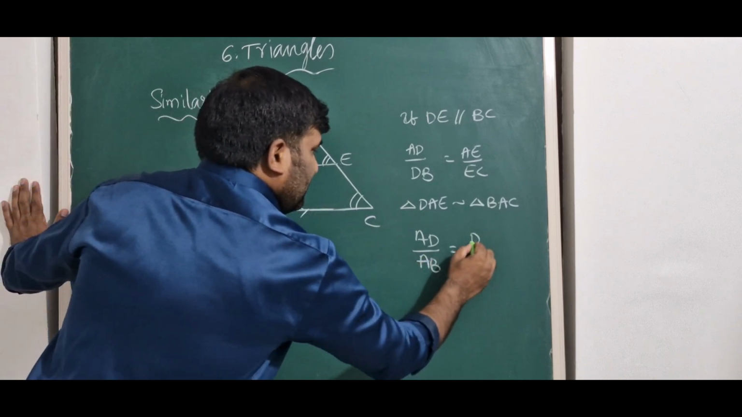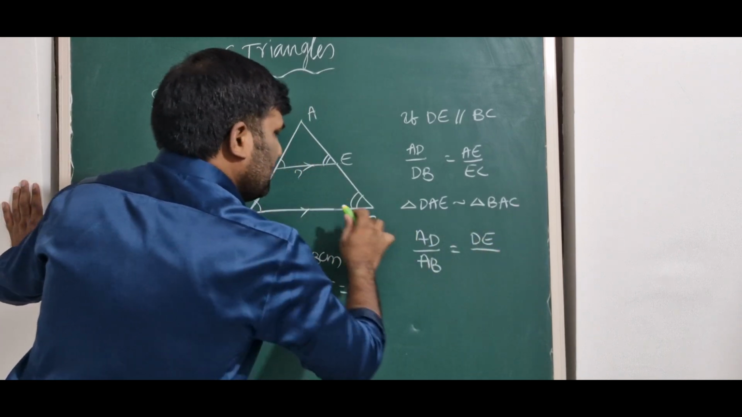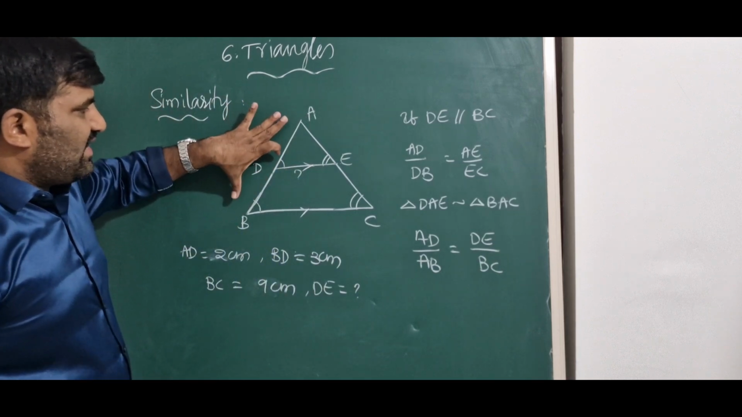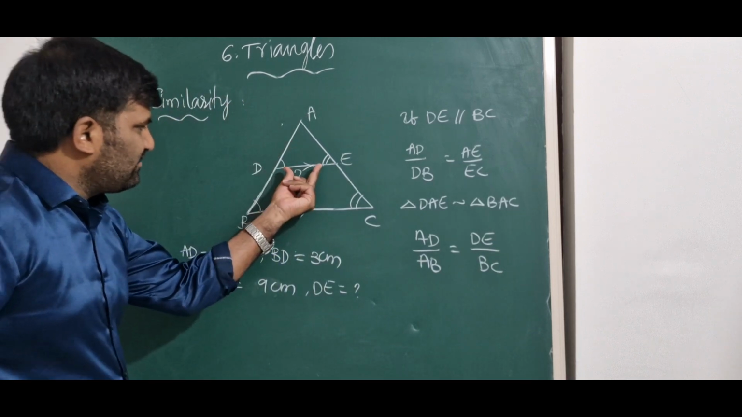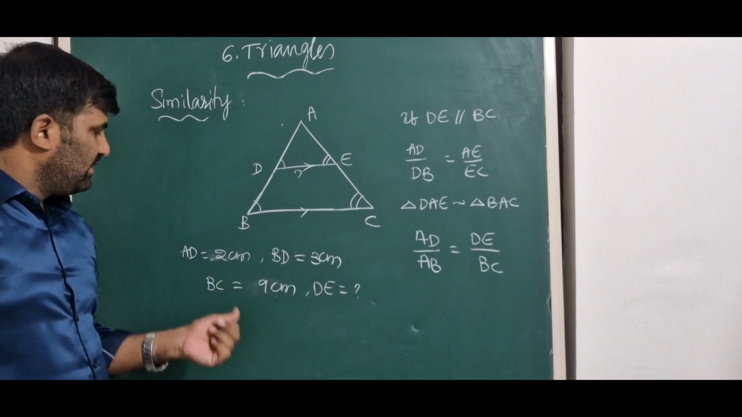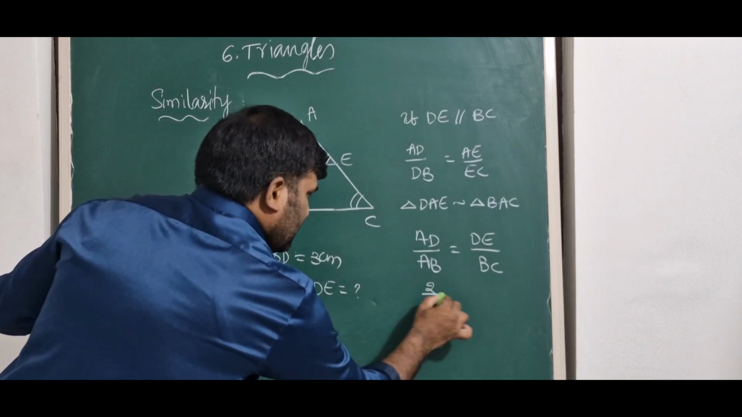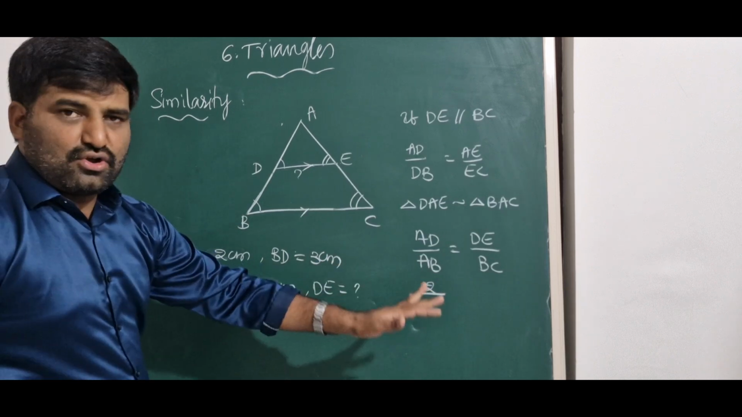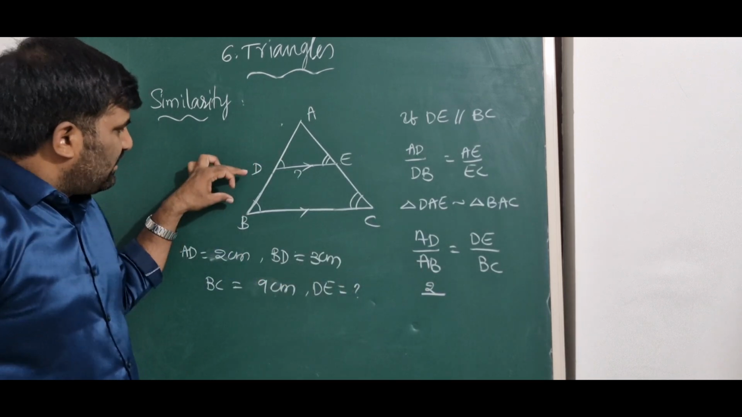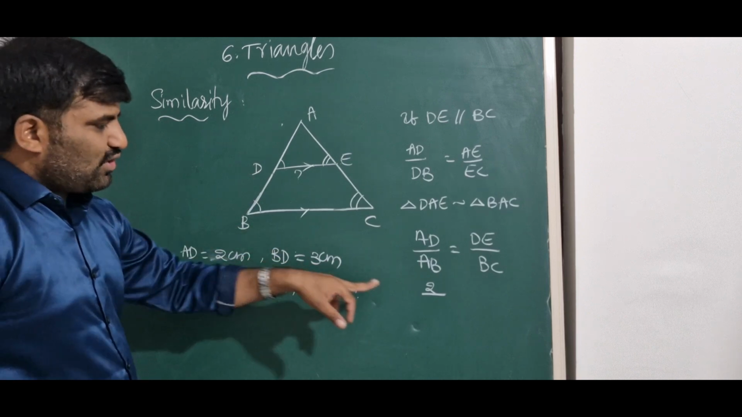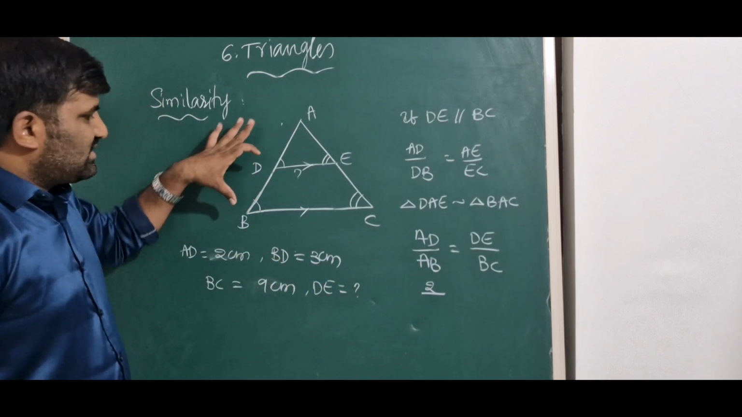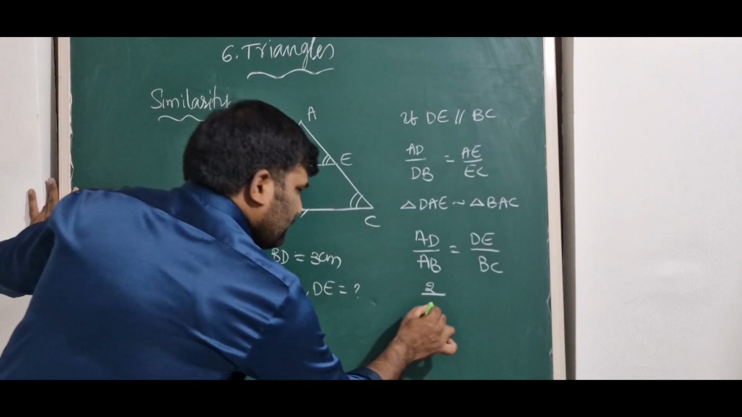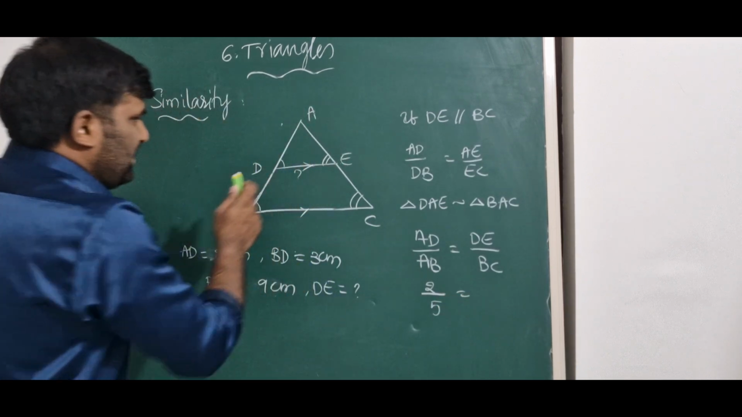Now we can take DE by BC. So here side of the small triangle divided by side of the whole triangle, and side of the small triangle by side of the whole triangle. Now AD is equal to 2, AB. One more mistake you will make here is writing 2 by 3. It's wrong, because AD is a part and BD is a part. BD is given, but we should not take 3 here, because the required one is AB. AB is nothing but 2 plus 3. Total it is 5. 2 by 5 is equal to DE, the required one.